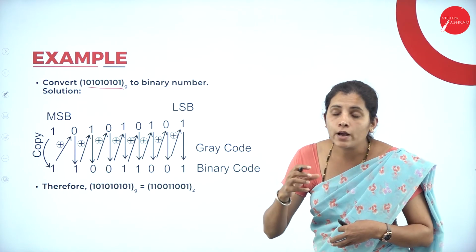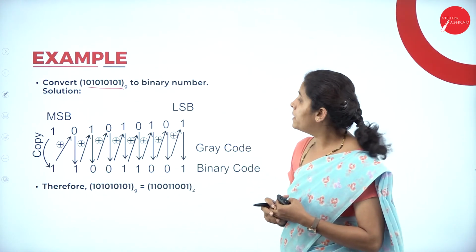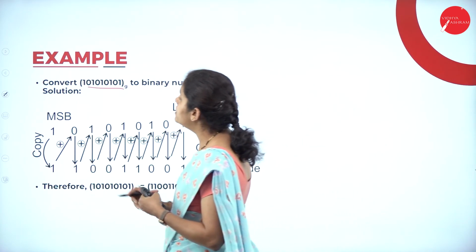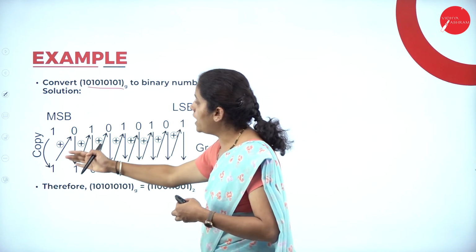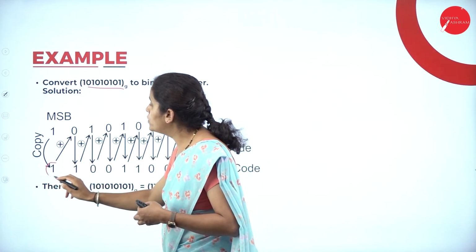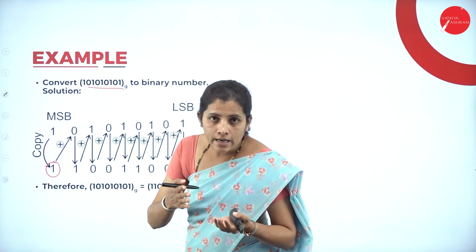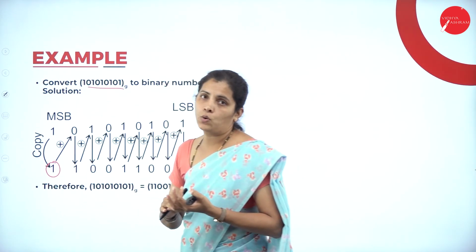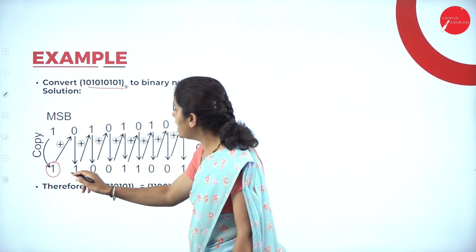Moving further, consider another example. This is the gray code we have. Now I want to convert this gray code to binary. So what I will do? First, I'm going to copy the MSB bit of gray code as it is. Now I'm going to perform the XOR operation with the binary number as well as the gray code. So 1 is XORed with 0, I'm going to get 1.